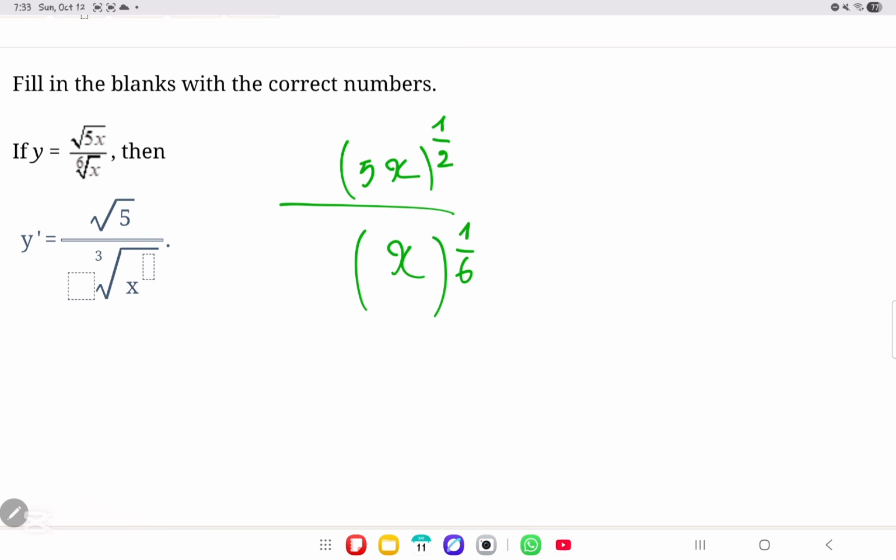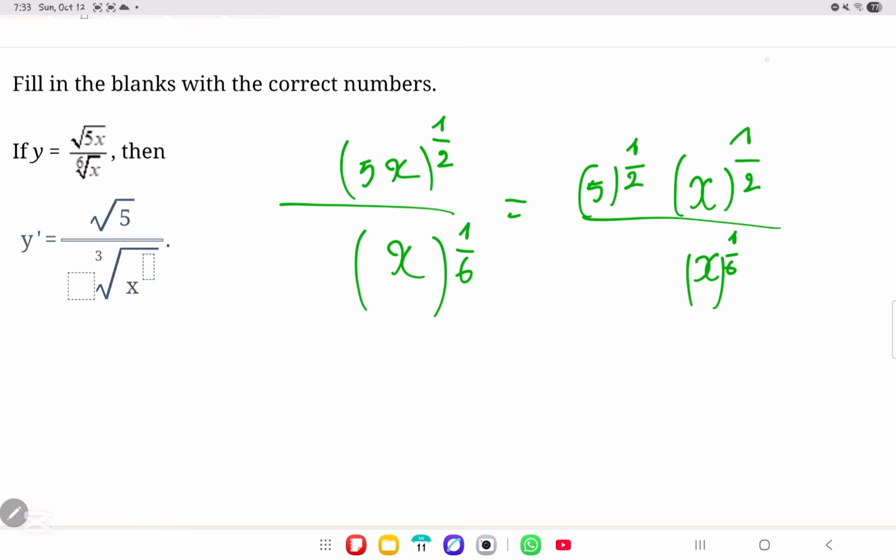Instead, what will we do? We will separate the top. What does it mean? That means we will separate it into 5 to the power of half times x to the power of half over x to the power of 1 over 6. Now, what do you notice? Same base here, same base here. So if we're dealing with the same base, like a to the power of x over a to the power of y, what will we do? We will do x minus y.